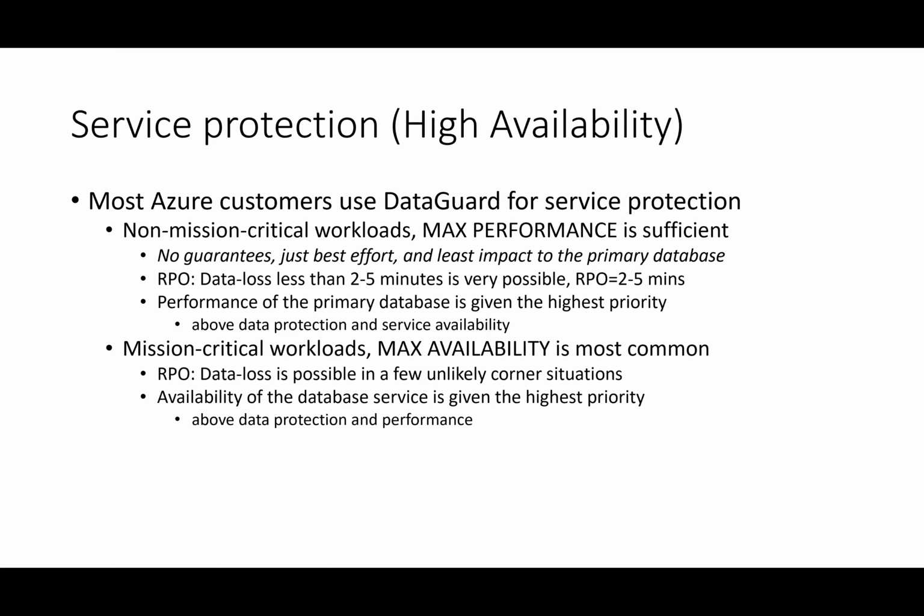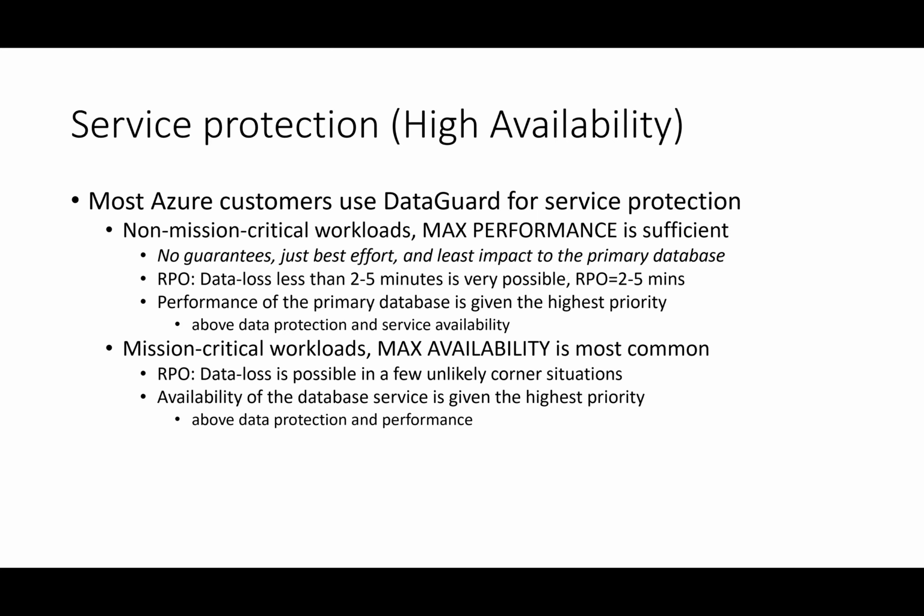Max availability is probably the more common mode that's used, especially for production databases. Data loss is still theoretically possible, but very, very unlikely. The RPO is not quite 0 with max availability, but it's darn close. The availability of the database service is given the highest priority in max availability mode, above that of data protection, that is RPO, and performance. Availability is the highest issue with max availability.